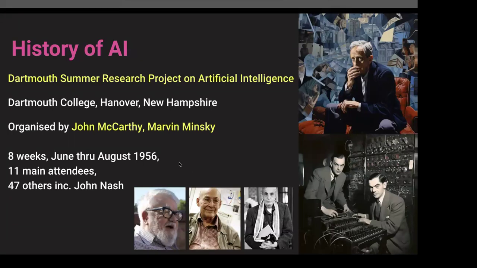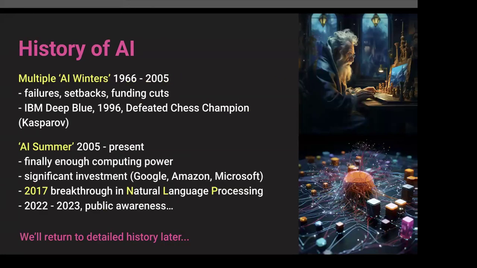So after 10 years, interest in the field between 56 and 66. Things were working, but they weren't going very far. There were lots of setbacks and failures in how they could get these things to work. They couldn't work anything out. And we entered what is coined the AI winter or AI winters.